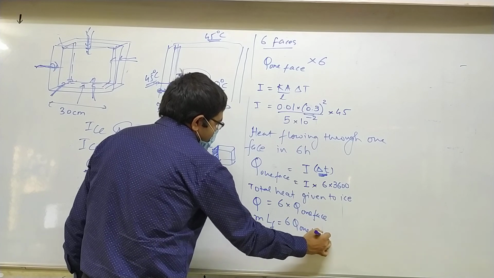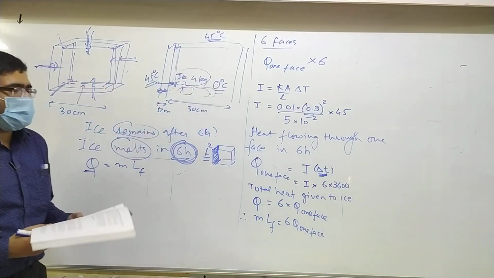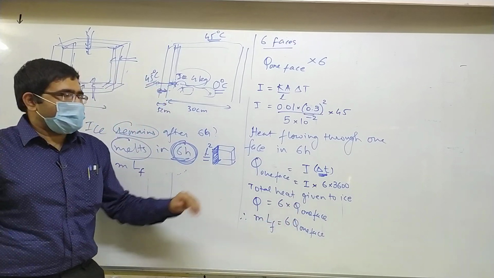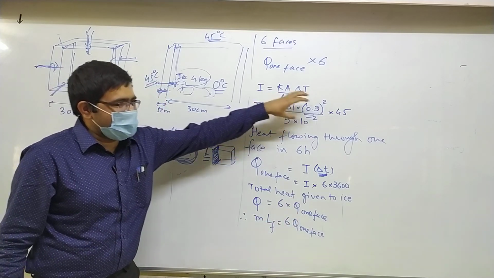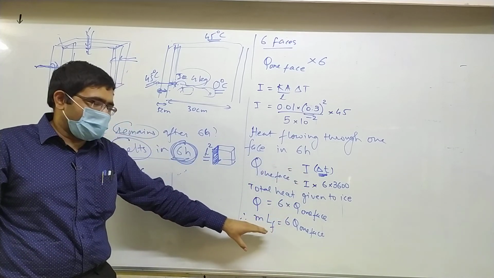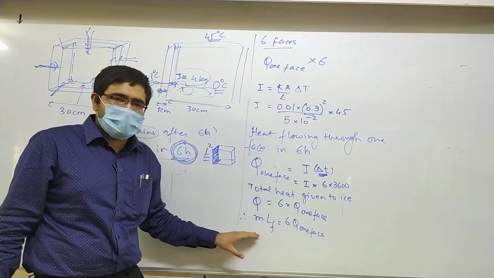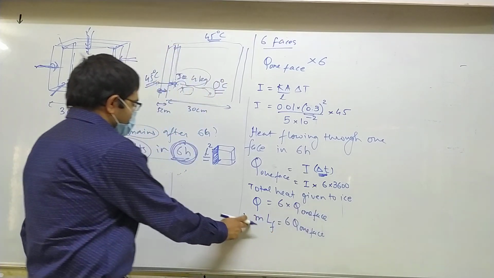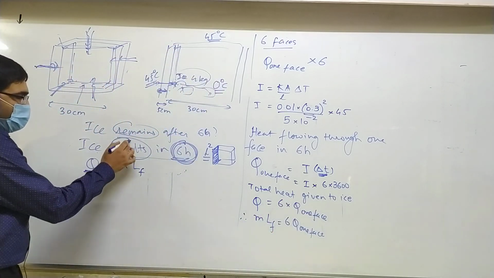You can put all these values, of course. At the moment I'm not calculating this, otherwise we could definitely do it. So you find I, then put the value of I and the value of Q of one face and all that. This is going to give you the mass M that melts.